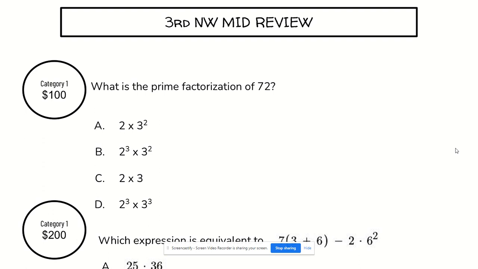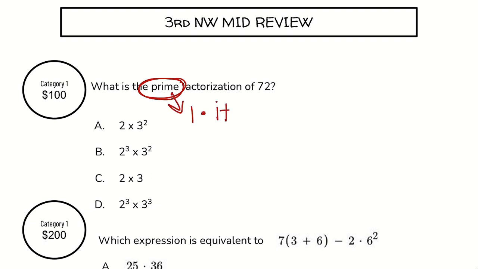So the first one is, what is the prime factorization of 72? So we talked about that word prime. That word prime means that we can only multiply a number by 1 times itself. Okay. So let's go ahead and list the primes real quick.